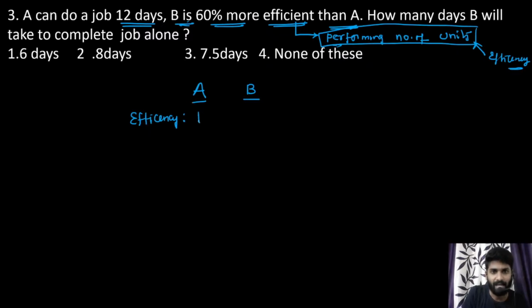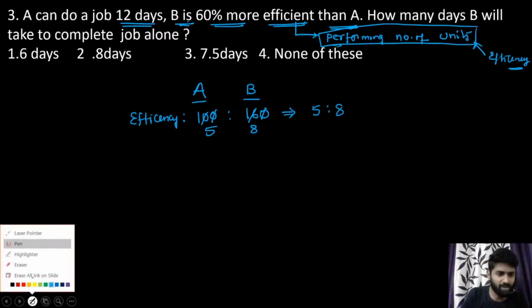For example, if you consider A's value as 100, definitely B's value is 160. 60% more means you just add 60 to the previous value. So 60% more means 100 and 160. That's why you assume A's value is 100 and B's value is 160. Now you find the ratio, which is 5 is to 8, after the two zeros cancel.